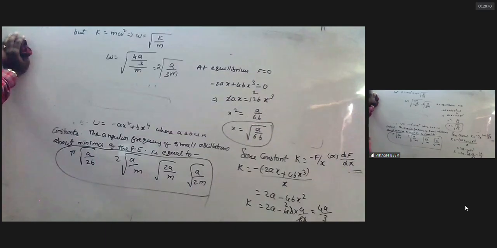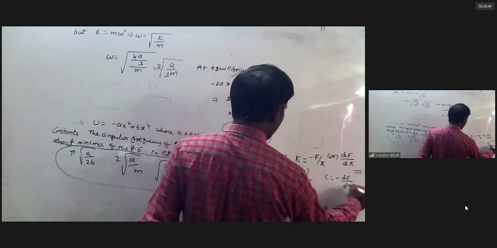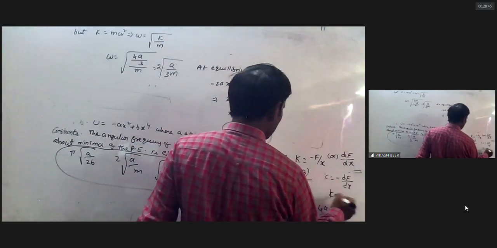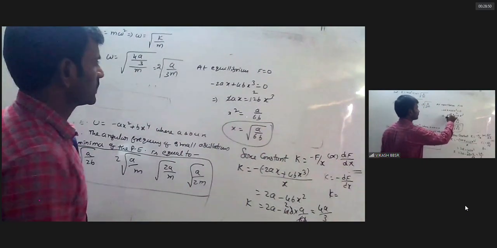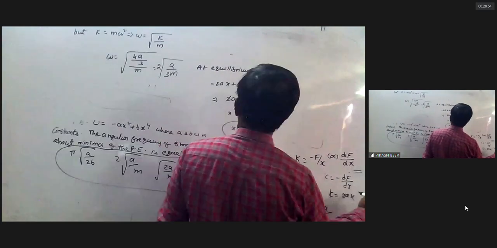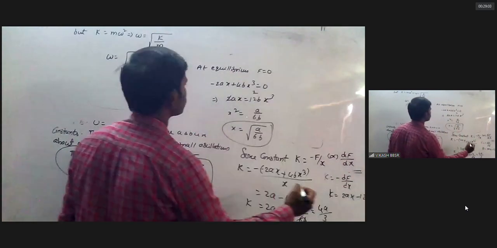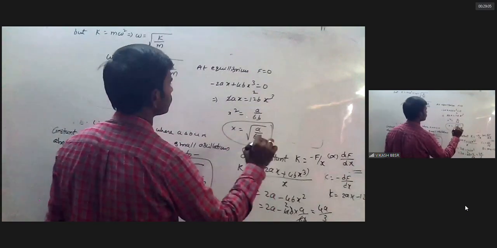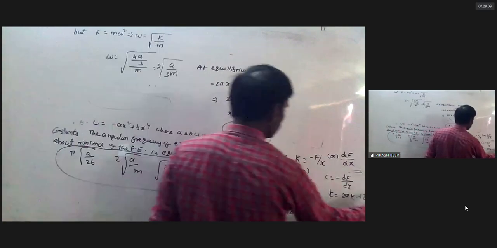Any mistake? Suppose if you take k value as minus df by dx, what do we write here? Minus df by dx means 2ax minus 12b into x cube.